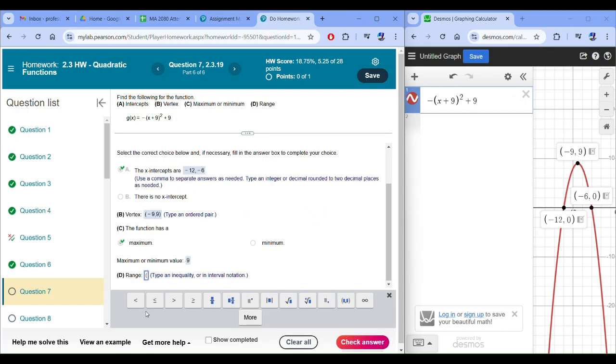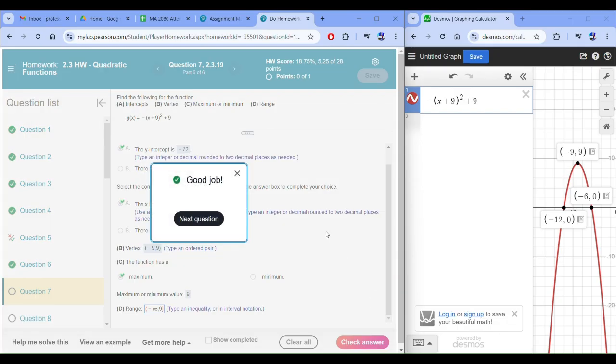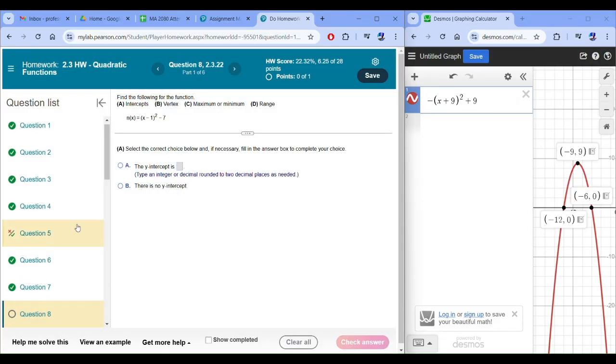goes from negative infinity all the way up to 9, hard bracket, enter. Cool, and that was the entire question. Awesome. So I'm guessing this is going to be the same exact thing, guys.